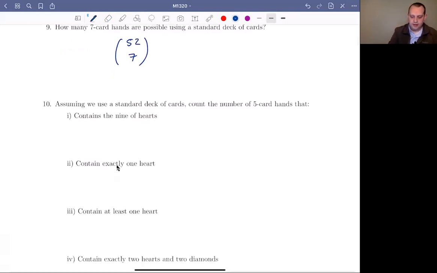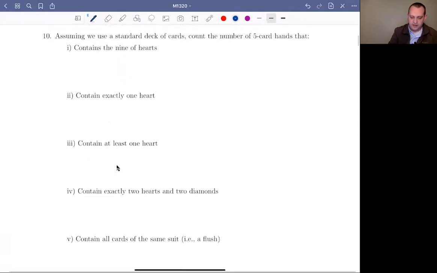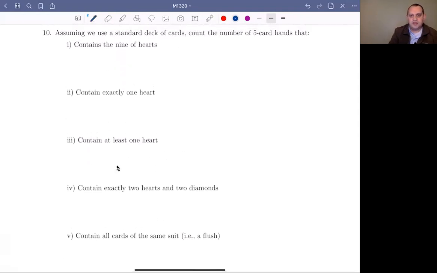All right, and then finally, or almost finally, let's look at number 10. So we have a standard deck of cards. We're going to get a 5-card hand, and we want to find the number of 5-card hands that contain the 9 of hearts. And this is a little bit tricky. One way to think about this is take the deck of cards that you have and pull out the 9 of hearts. You started with 52 cards. If you take out the 9 of hearts, you're left with 51 cards, of which you want 4 of them. So the number of 5-card hands that contain the 9 of hearts is 51 choose 4.